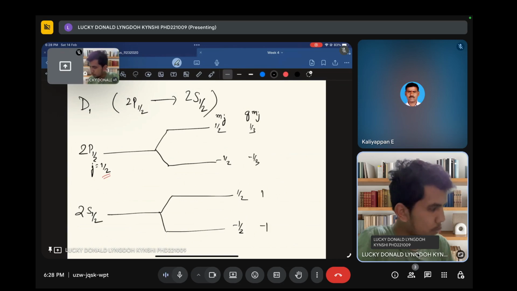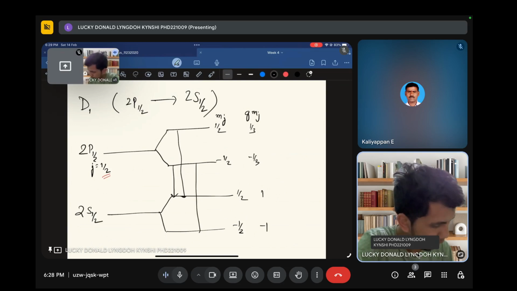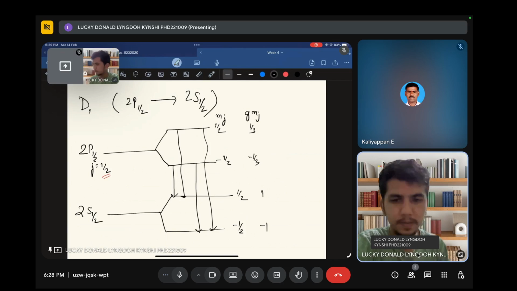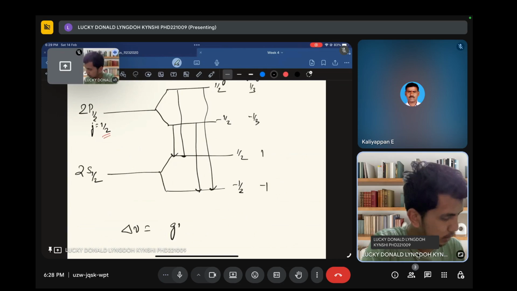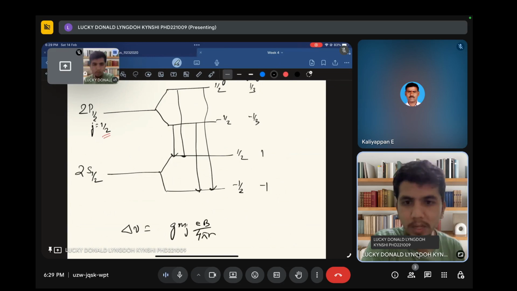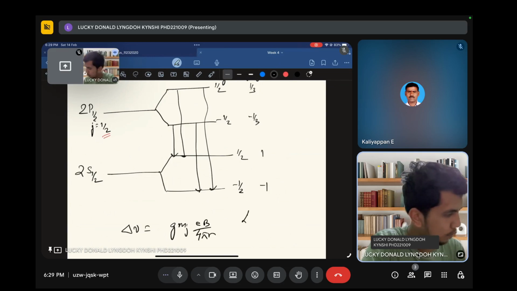Okay, so now what is the selection rule? Now it's very easy. You can transition from minus half to plus half. This is one transition, and there is another transition, because plus half, this is delta mj equal to 0, and another is minus half to minus half, and this one to this one. That's so easy. Okay, so your delta mu now will be equal to simply g mj eB by 4 pi m. So how many transition lines are there? 1, 2, 3, 4. 4 transition lines.